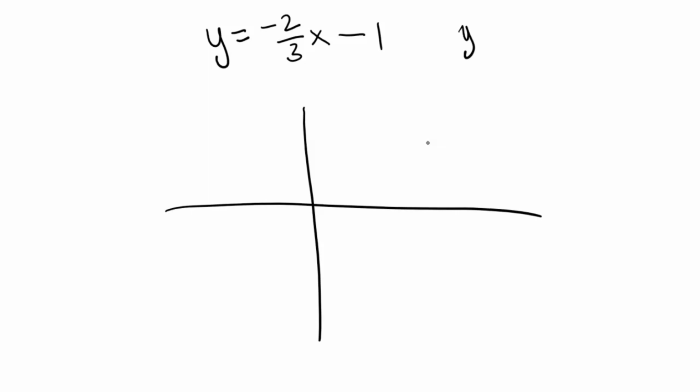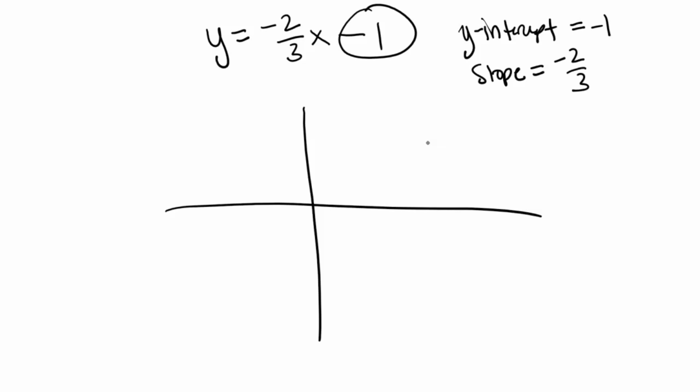Let's look at another example. I'm going to put some negatives in here. So let's say I have negative 2/3x, and let's make this one minus 1. So my y-intercept on this one would be negative 1 because of this negative 1 here. And then the slope would be negative 2/3 because of this negative 2/3 here.